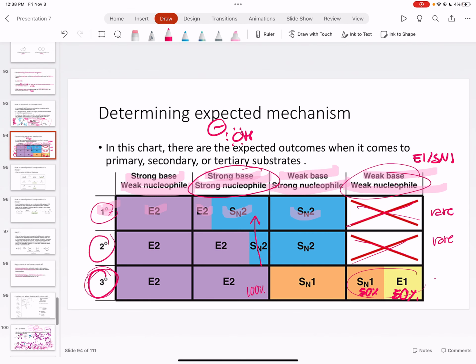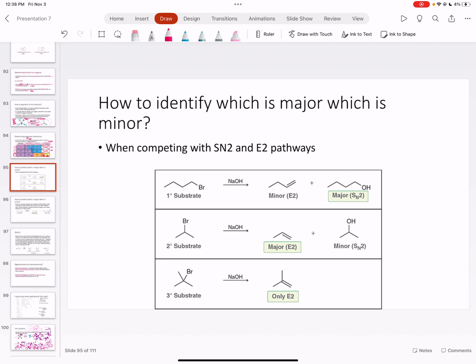Let's see. And how to identify which is major and which is minor, when it's competing with SN2 or E2.